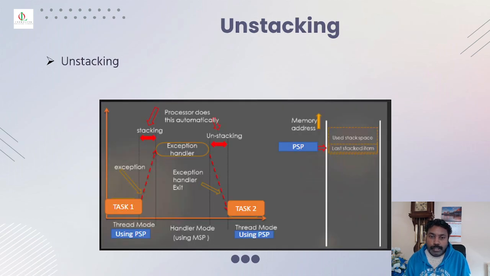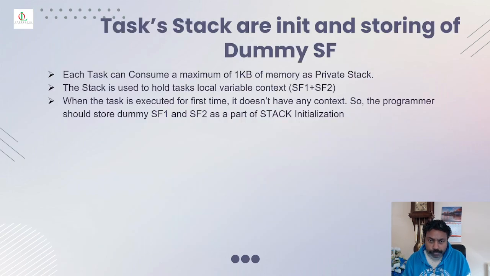For the unstacking, you also learned that on a normal function, when you do the unstacking, you use pop instructions to unstack it. And likewise, you also stack here as frames, stack frame 1 and stack frame 2, before moving into the tasks. So initially, to start off with any program, it will be declared with a dummy stack frame. So nothing will be there. You need to put something in and start with a dummy. Each task can consume a maximum of 1 kilobyte, which is what we're going to learn today as a private stack. So the stack will be used to hold all the local variable contexts, that's stack frame 1 and stack frame 2, in that 1 kilobyte.